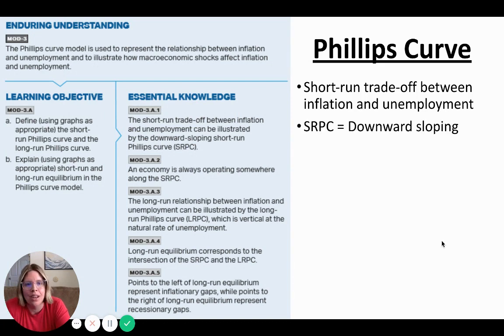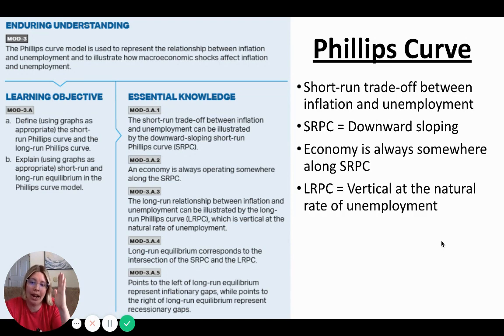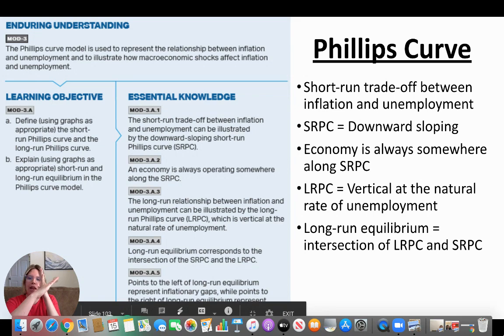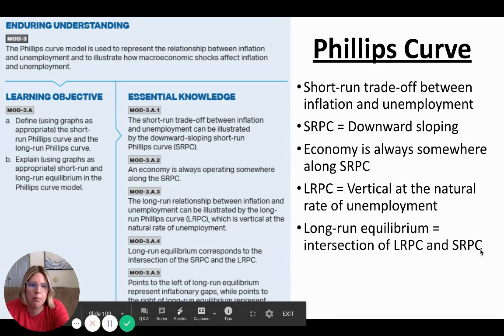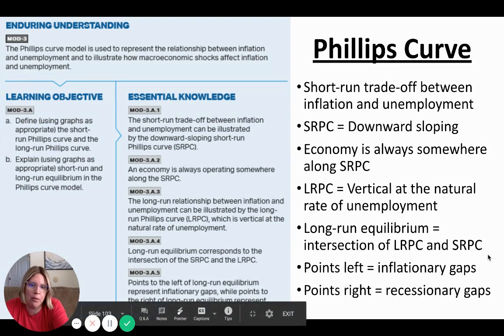Okay, the Phillips curve, the last graph that we need to know for this whole unit, whole semester basically. It shows the short-run trade-off between inflation and unemployment. The short-run Phillips curve is downward sloping. The long-run Phillips curve is a vertical line at the natural rate of unemployment. We're always operating somewhere along our SRPC, moving up along it or down along it, depending on if we're entering recession or inflation. We're in long-run equilibrium at the intersection point where SRPC and LRPC meet. Points to the left would be inflationary gaps, and points to the right would be recessionary gaps.